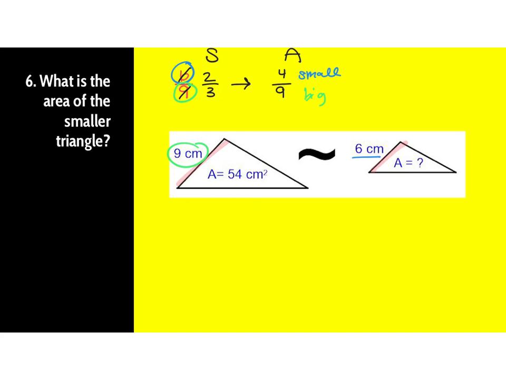So we're going to use the area ratio, 4:9, and we're going to set that equal to the area of the small, which we don't know, so we'll call it A, and the area of the big, which we do know, which is 54. Now we can cross multiply and solve for A. 54 times 4 is 216. That equals 9A. I can divide both sides by 9, and I get area to equal 24 centimeters squared.